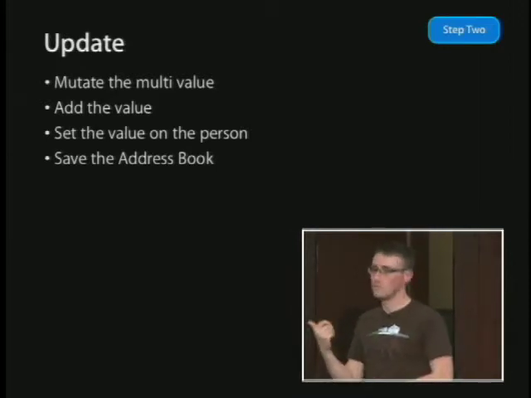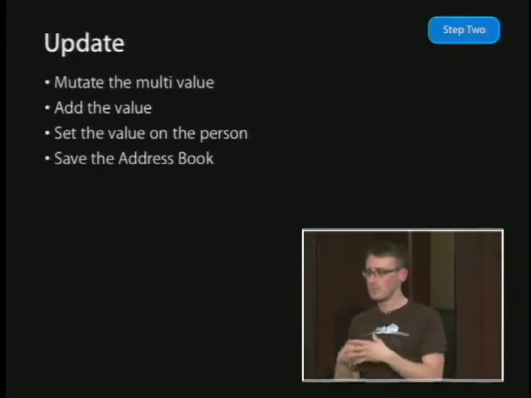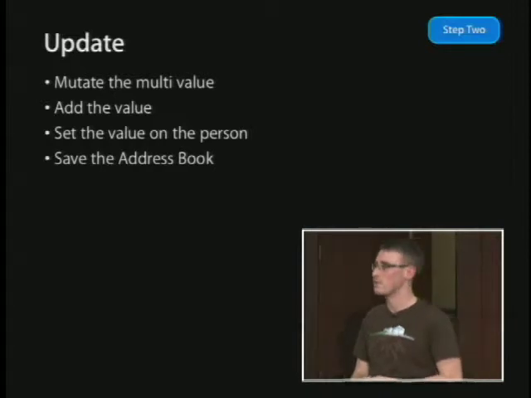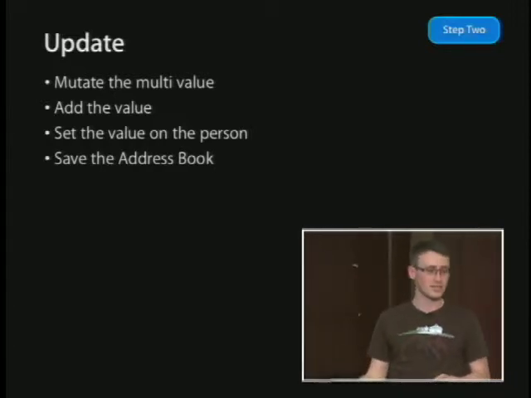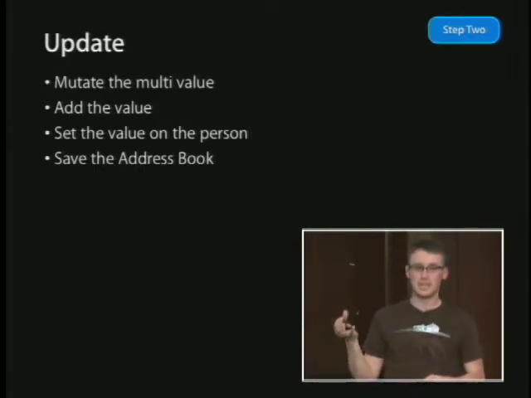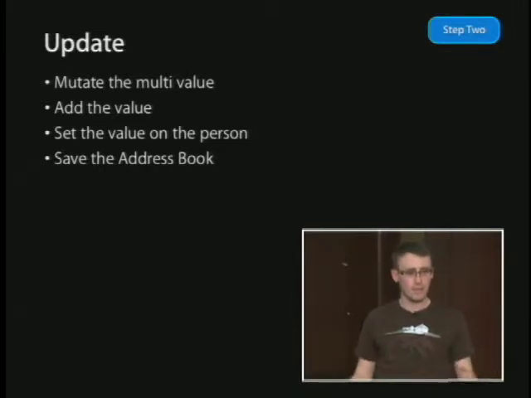And now we need to actually push that data. We download all the data from Flickr, Facebook, whichever social networking site you're using today, and we're going to update the records in the address book. How are we doing that? Well, the AB multi-value ref is actually immutable. It's just like the NS array. You can't add an object to a basic NS array. So the first thing we're going to have to do is make a mutable copy of it.